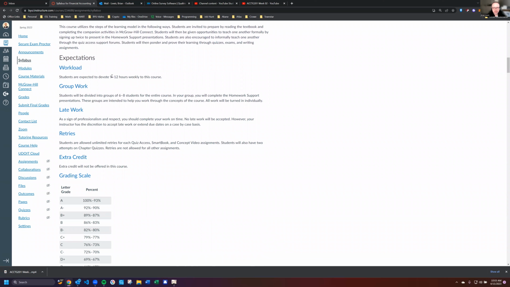Expectations. This is definitely a 12-hour class, unless you are super engaged in accounting already and you know the material to some degree, or you're very organized or very, very good at math. But definitely this is a 12-hour class. You cannot get an A without putting in some serious effort on this class.